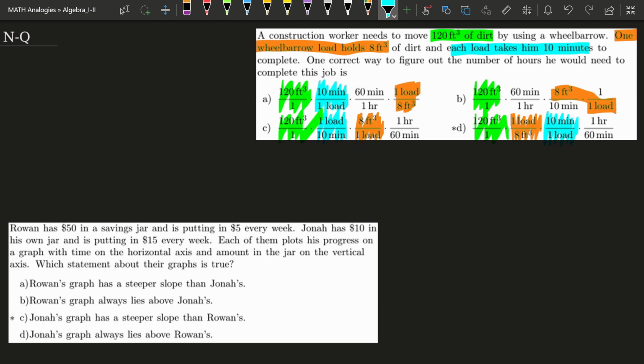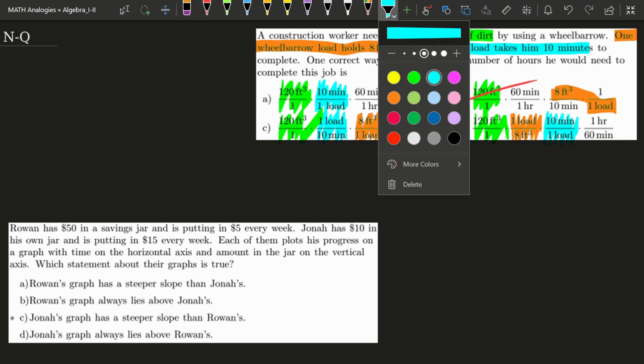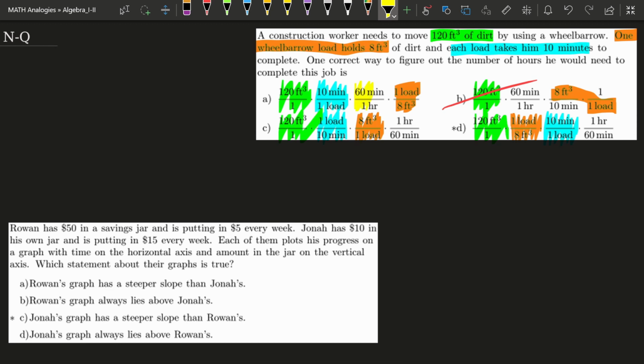Well, choice B doesn't have a load matched with the 10 minutes, so that's eliminating choice B. Now, we also know that 1 hour is 60 minutes. So it just remains to figure out which one is actually correct versus those that aren't.